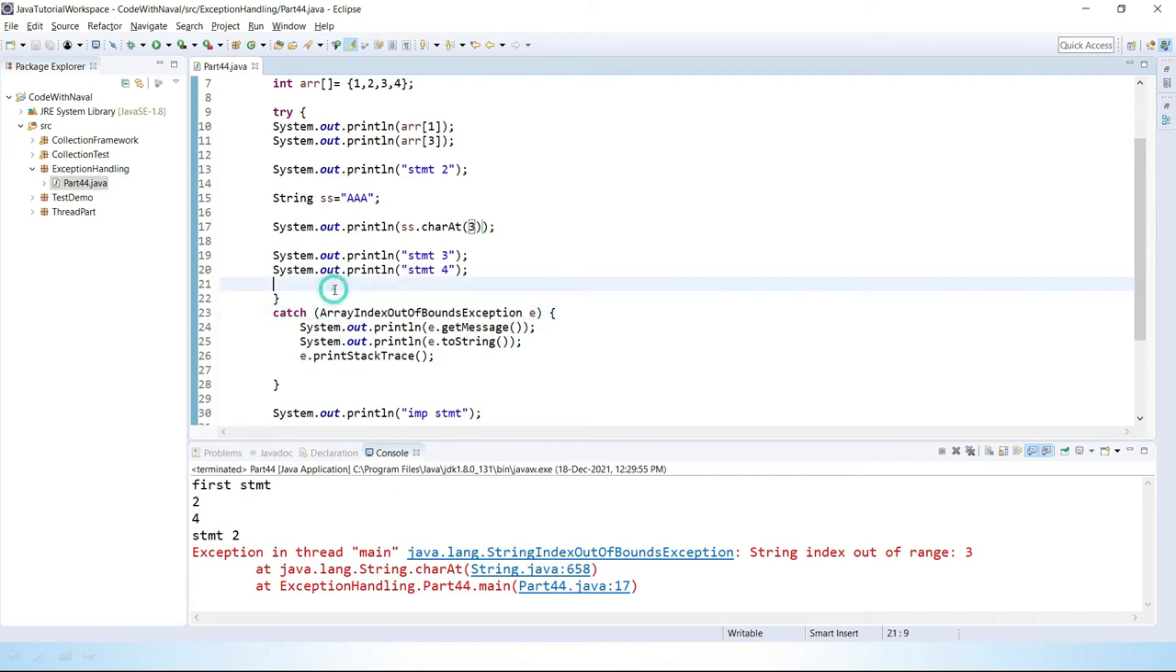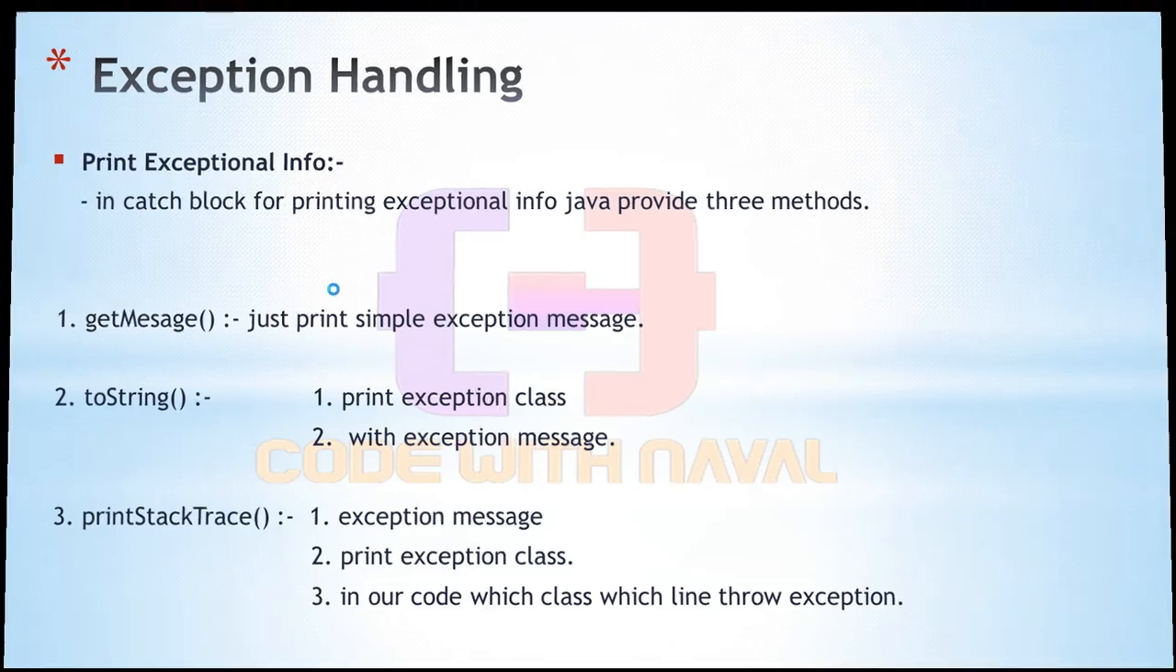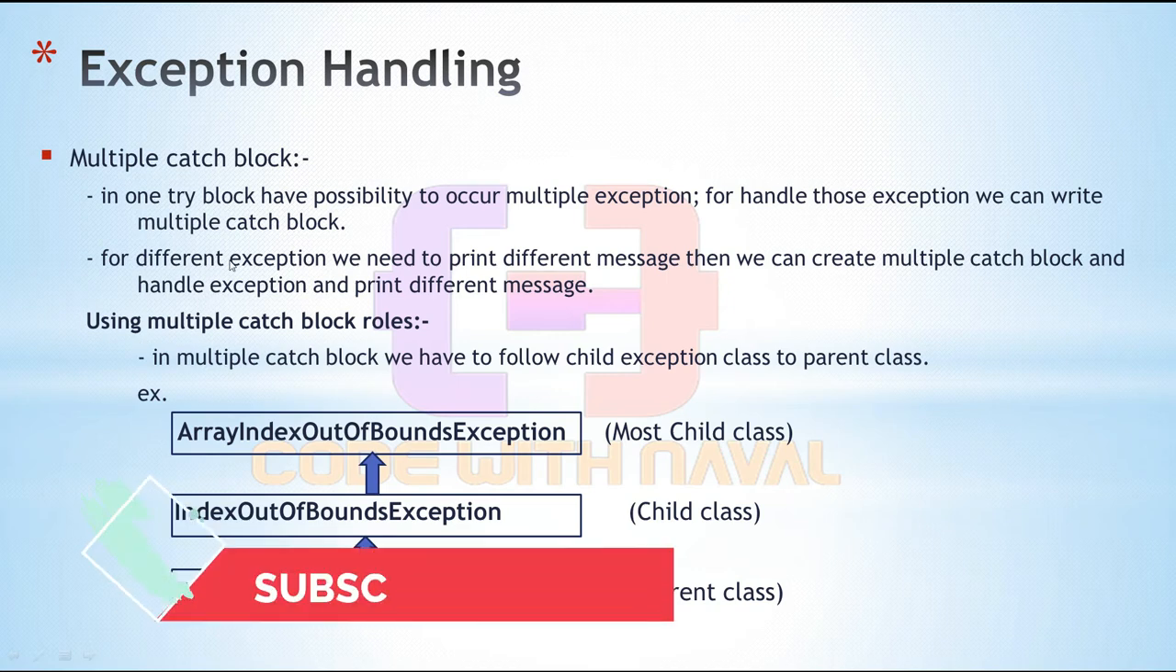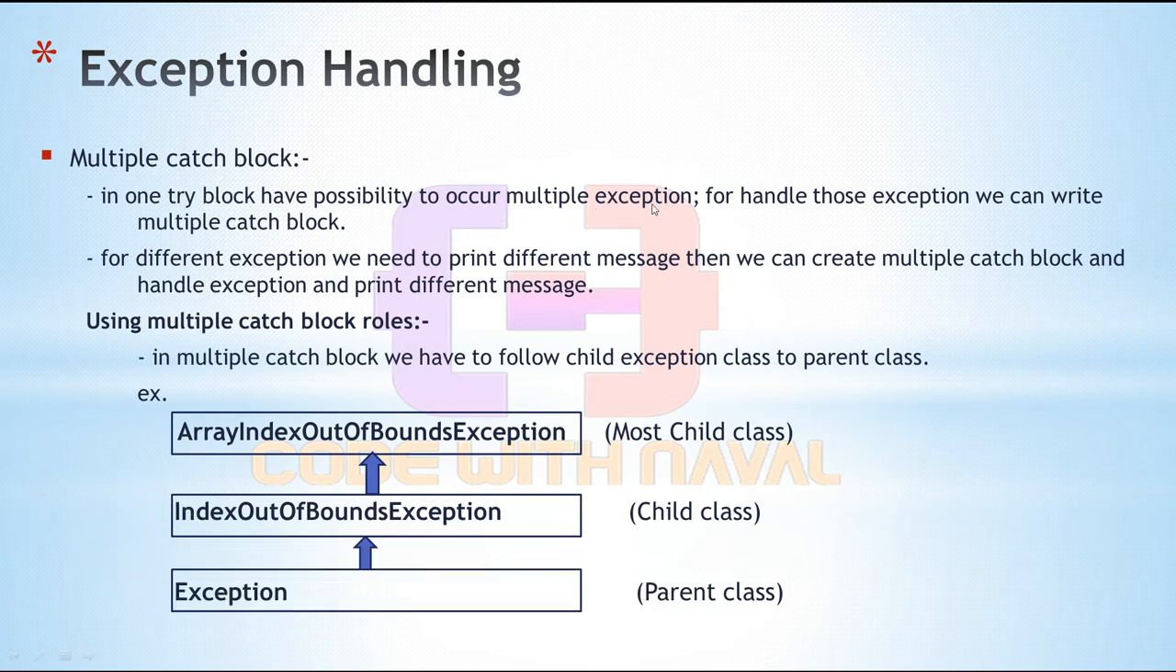So I'll show here that we can add multiple catch blocks and handle different exceptions. In one try block it is possible for multiple exceptions to occur. To handle those exceptions, we can write multiple catch blocks.